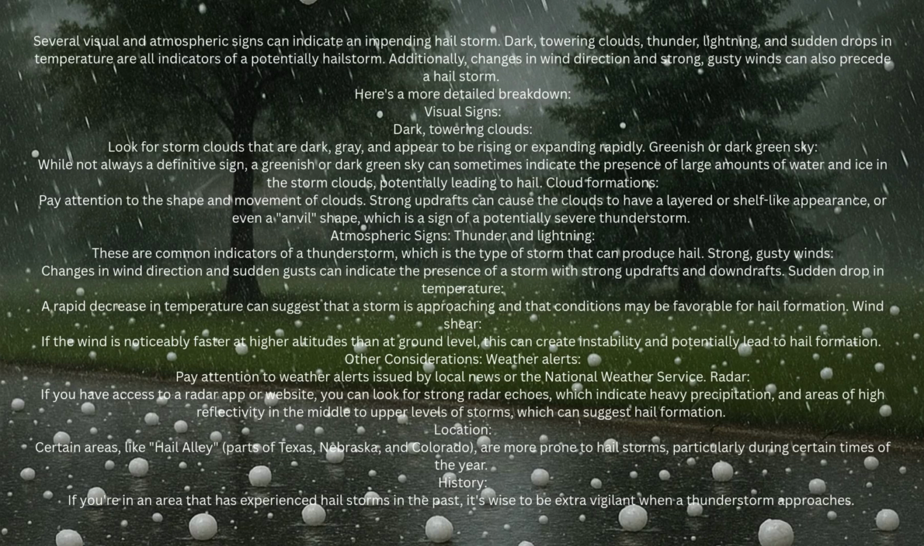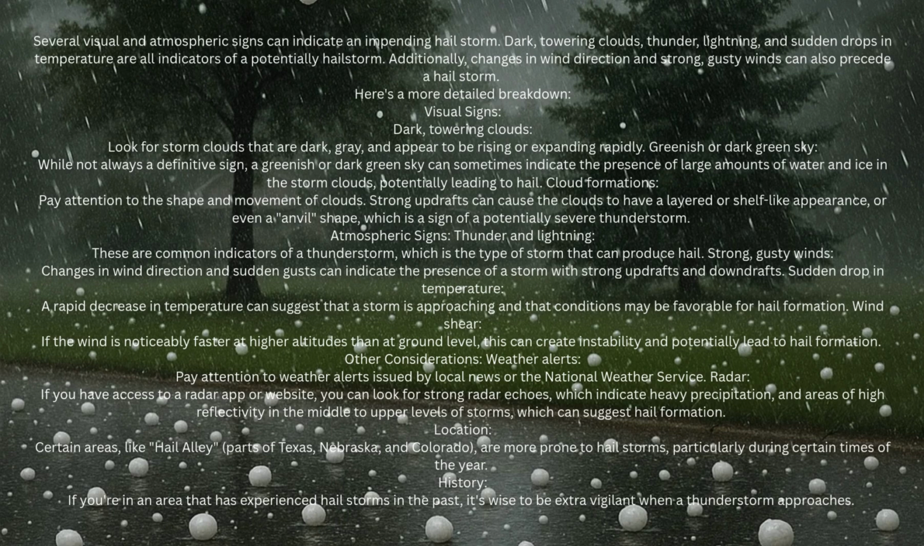Strong, gusty winds. Changes in wind direction and sudden gusts can indicate the presence of a storm with strong updrafts and downdrafts. Sudden drop in temperature. A rapid decrease in temperature can suggest that a storm is approaching and that conditions may be favorable for hail formation. Wind shear. If the wind is noticeably faster at higher altitudes than at ground level, this can create instability and potentially lead to hail formation.